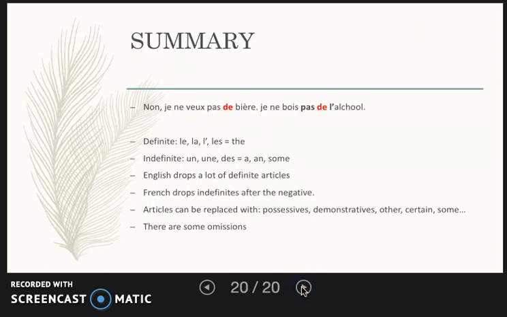So what I do want you to remember, in summary, is that after a negation, we'll need "de" with indefinite articles, but we will still include the article with definite articles. Remember, the definite articles mean "the," and indefinite mean "a" or "some." In English, we drop a lot of definite articles, but French can drop the indefinite article after that negative. Articles can be replaced with possessives like "mine," "yours," demonstratives, "this," "that," and some other interesting words like "other," "certain ones," "some," or "not any."